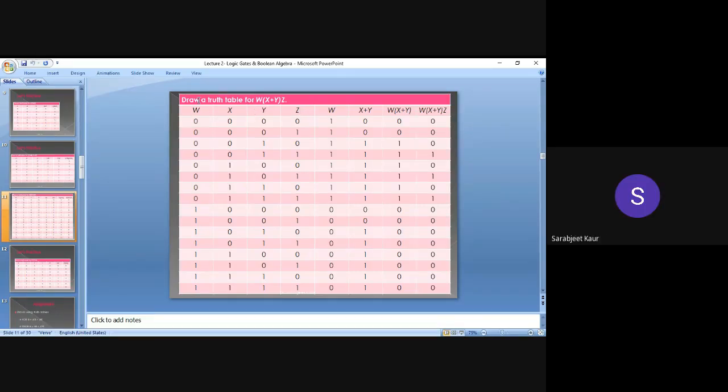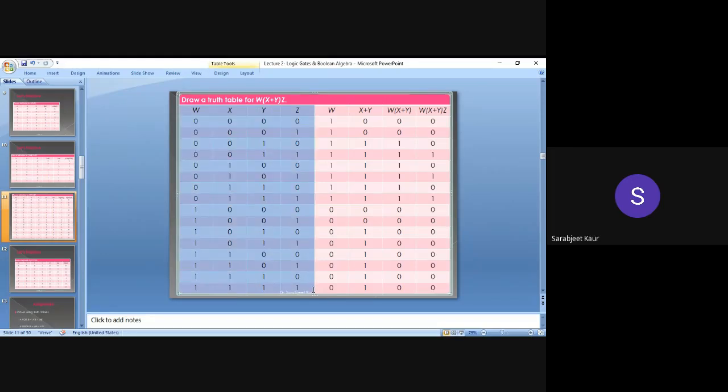We are going to be focusing on this part, the first four columns here. Now, please see how a four variable truth table is constructed. That means, how is this counting done? Let me take another slide and show you.